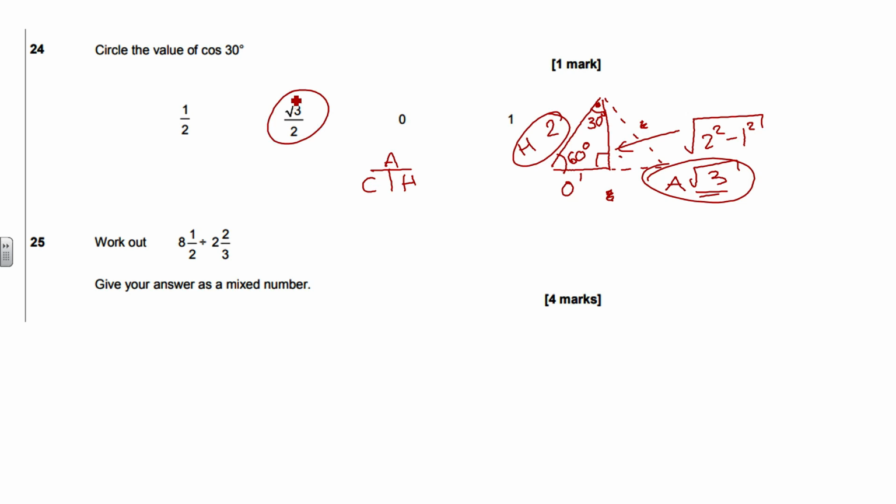Question 25, work out 8.5 divided by 2 and 2/3, give your answer as a mixed number. So when I want to divide fractions, I need to flip the second and multiply. Before I can multiply fractions though, it's a lot easier if I have them top heavy. So 8.5, well there's 16 halves in 8 plus another one, 17 over 2 for the 8.5. Now 2 and 2/3 as a top heavy fraction, so there's 6 thirds in the 2 plus another 2 is 8/3. So dividing fractions is easy as pie. Flip that second and multiply.